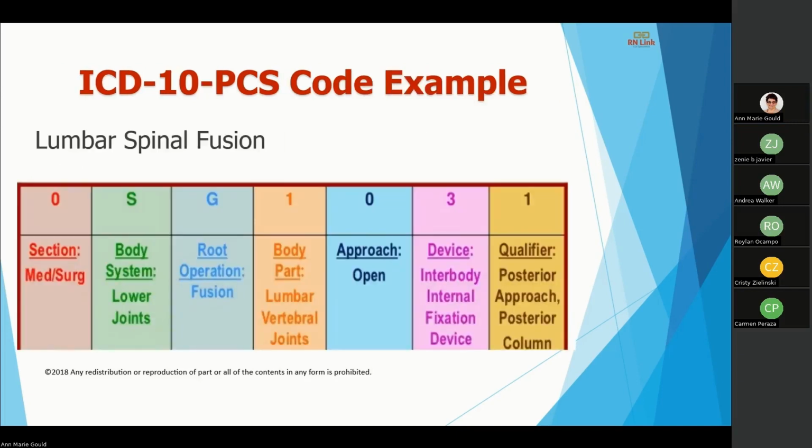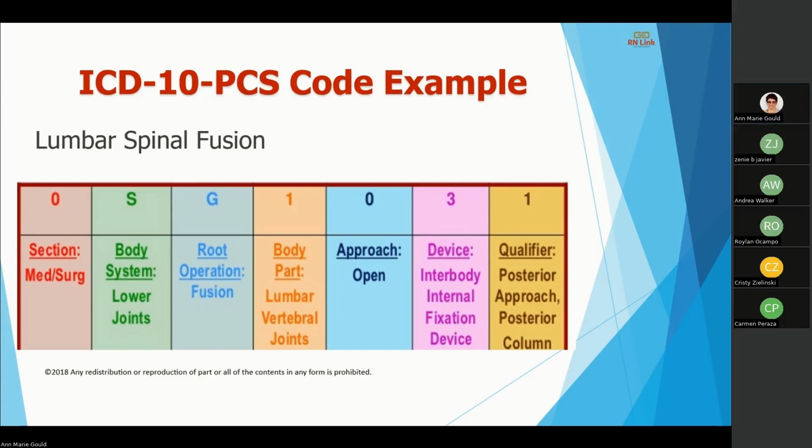And this is just an example of what an ICD-10 PCS code would look like. As you can see, it's alphanumeric and it's 7 characters. Always your first character is section. It always defaults to a 0. And inpatient, usually it's your med surg section. It's only used for inpatient right now. They're not using it on the outpatient side.